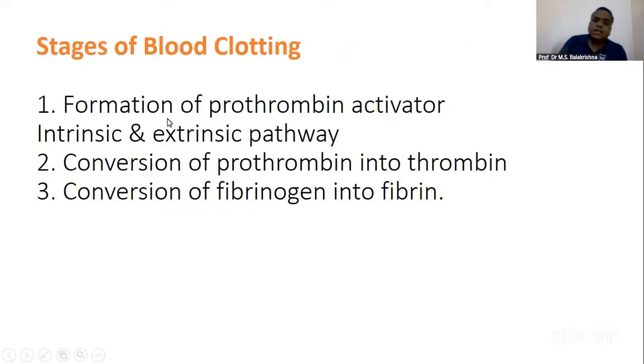So blood clotting, as I told you, again has 3 steps. Only clotting, 3 steps. First is formation of prothrombin activator, and that is done by the extrinsic or intrinsic pathway. And once prothrombin activator is activated, with the help of prothrombin activator, prothrombin is converted into thrombin. And this thrombin will help in the conversion of fibrinogen to fibrin. So this is extremely important, do not miss this. Okay.